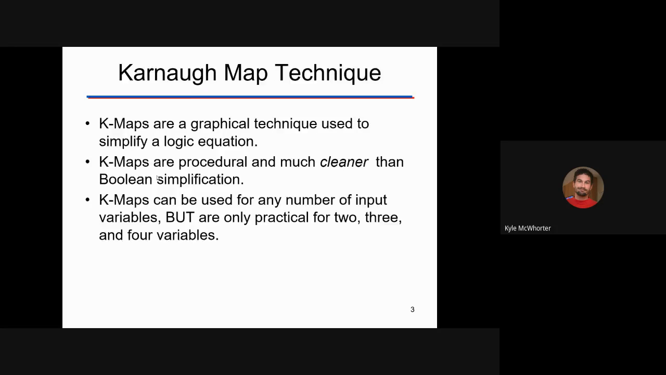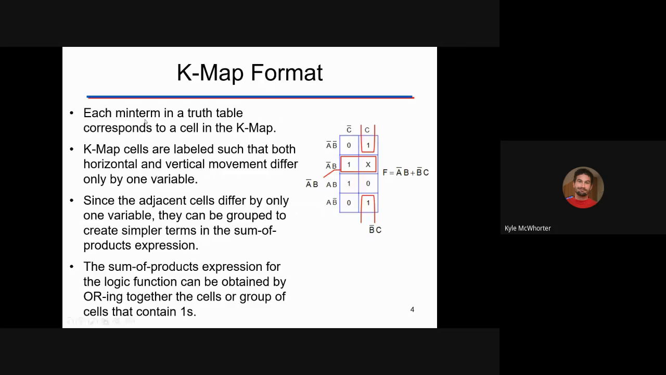So think about a truth table. Each minterm in a truth table, or actually each row of a truth table, corresponds to one cell in here. This one is a 3 variable map, so it would have 8 rows, so 8 cells. This cell right here would be not A, not B, and not C, so that would be 0, 0, 0, and then the output would be 0. This cell right here, not A, not B, and C, that would be 0, 0, 1, and then the output for that cell would be a 1.